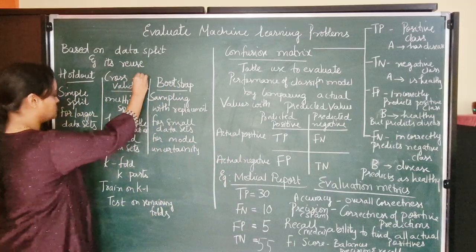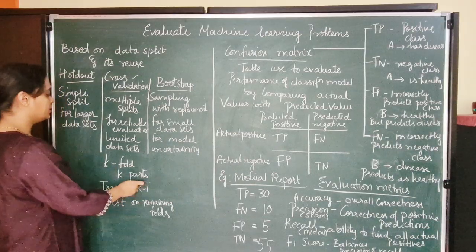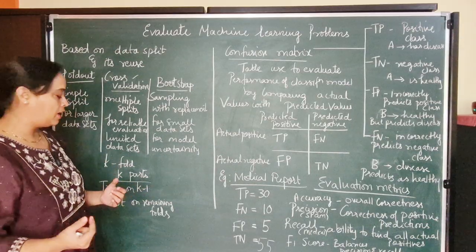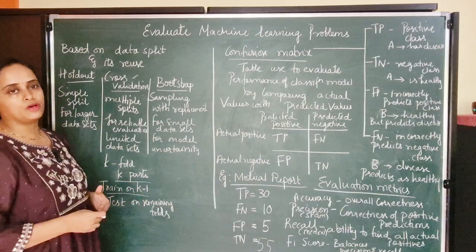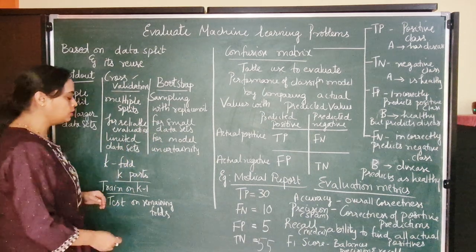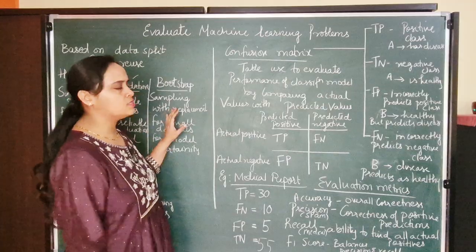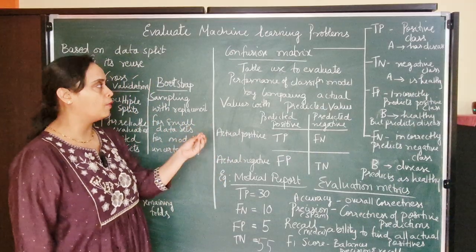In cross validation, we have the methodology called k-fold. That is, the data set is divided into k parts. First, training is performed on k-1 folds, and testing is done on the remaining fold. So this is a theoretical concept which is actually needed to solve problems.